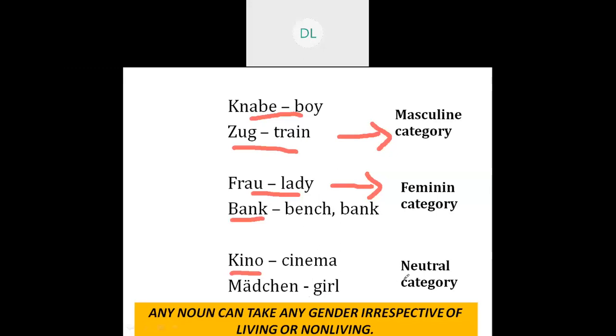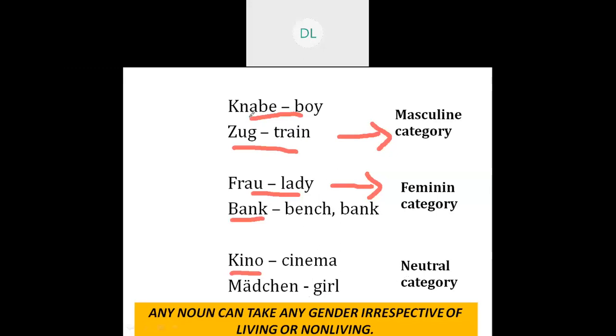I'll go back. What was it in English? In English, we were categorizing on the basis of living and non-living. If it was a living noun, I was going either with he or with she. But when I come to the non-living, I was using it. So that was the system in English. But does that system prevail in German also? So let's check it out again.